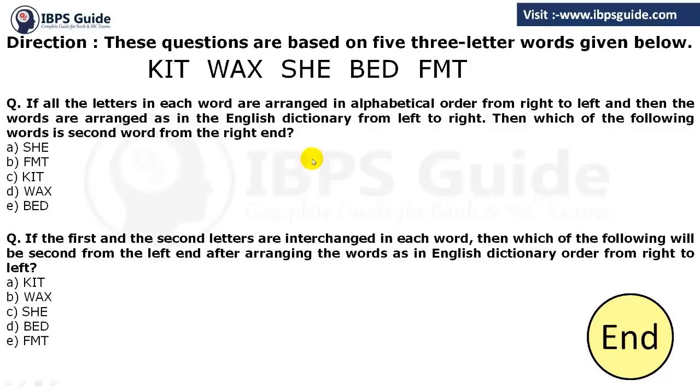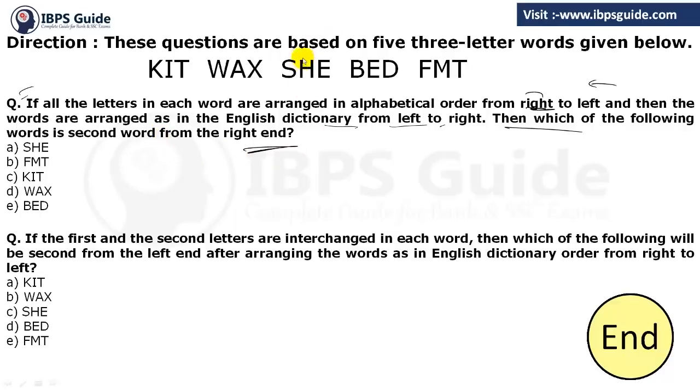Okay, so time's up. Now let's see the question. This is a little typical part because you have a lot of information, but let's see what we have to do. Question: if all the letters in each word are arranged in alphabetical order from right to left, and then the words are arranged in English dictionary order from left to right, then which of the following will be second from the right end?